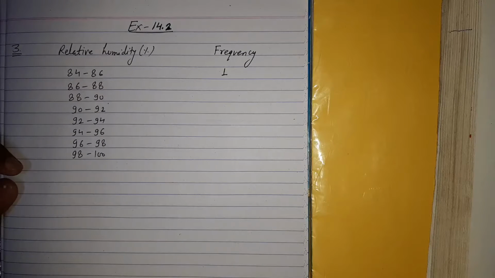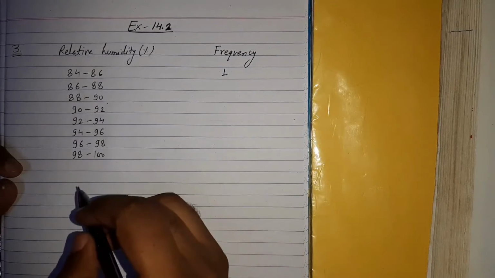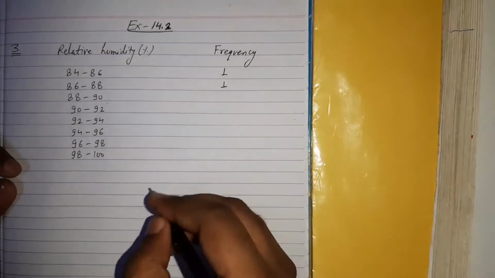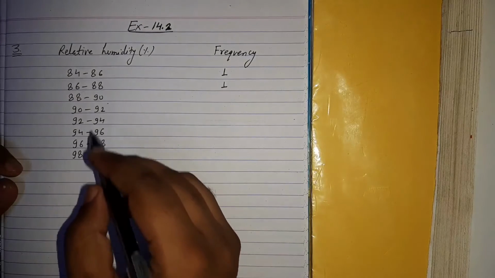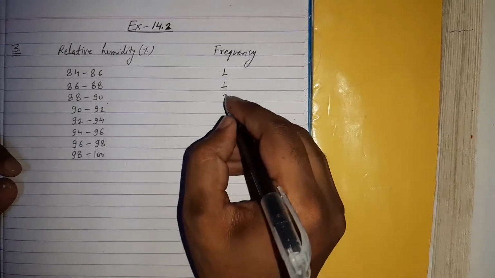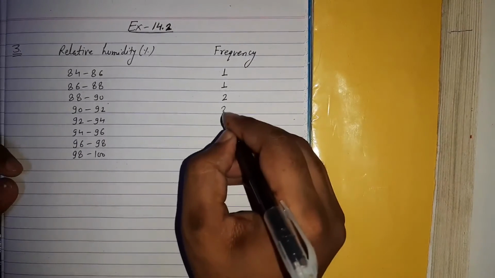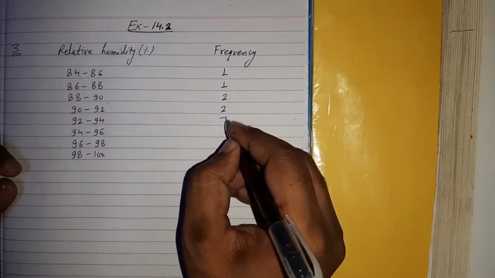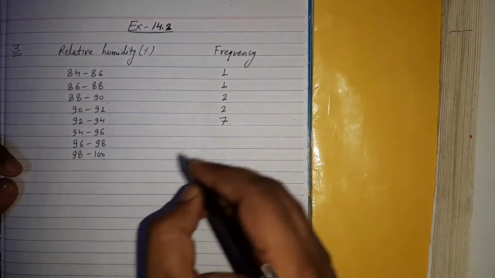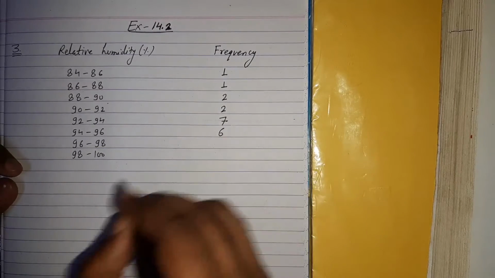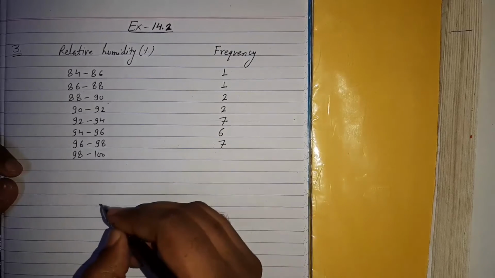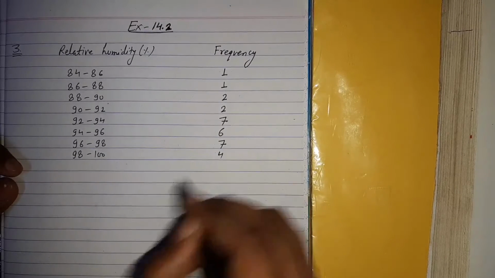The frequency for the next class interval will be 1. You can find it from the given data. The frequency for the next class interval will be 2. For the next class interval, again it will be 2. For the class interval 90 to 94, it is 7. For the next class interval 94 to 96, it is 6, and the next class interval it will be 7, and for the last it will be 4.